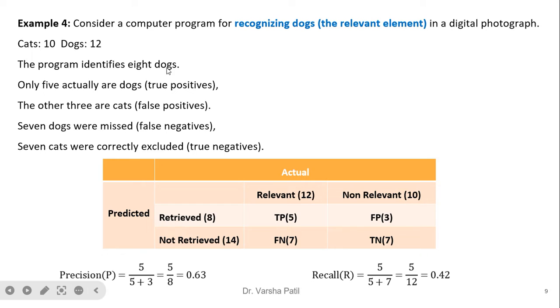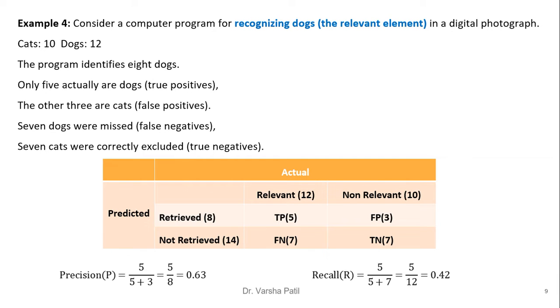The program identifies 8 dogs, meaning it retrieves 8 documents. So retrieved is 8. Out of that only 5 are dogs. So 5 are dogs, and retrieved but not relevant are 3. Once we know these values, we can fill the remaining ones.